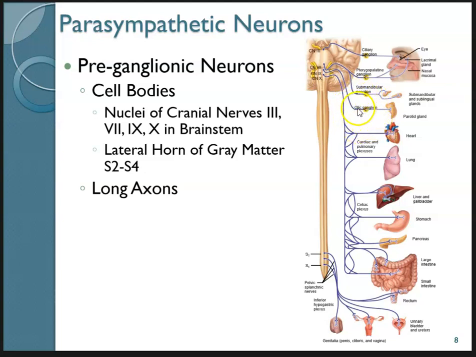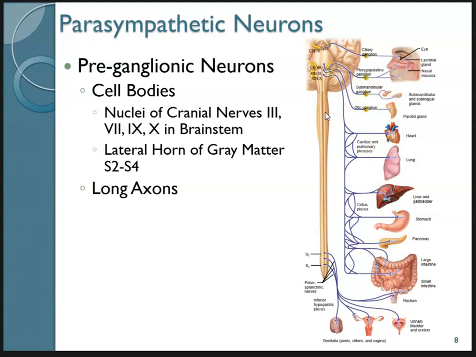So otic, think of the ear. The parotid gland is very close to the ear. That's the biggest of our salivary glands. That's going to be innervated by cranial nerve 9. Then within our thorax and abdomen, it's going to be all by cranial nerve 10 here.